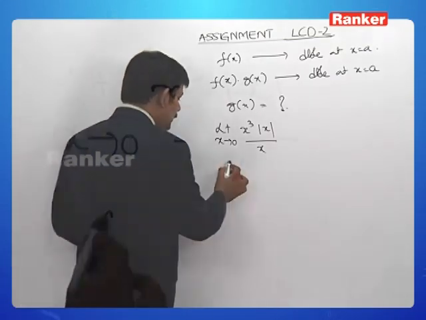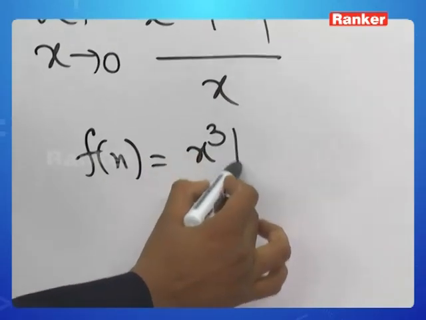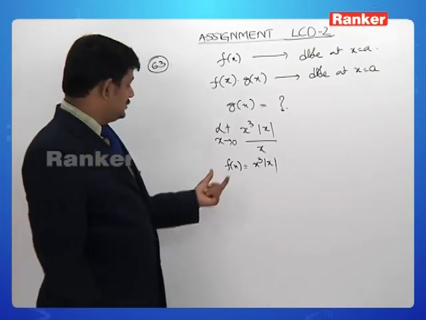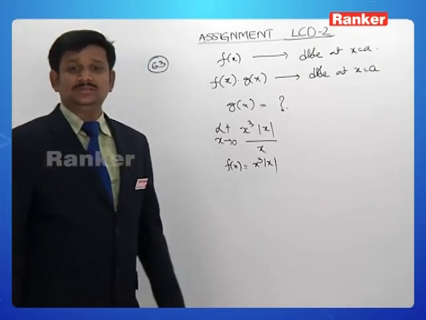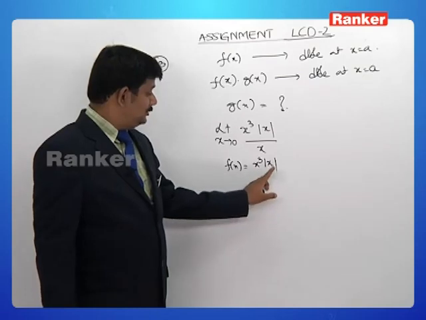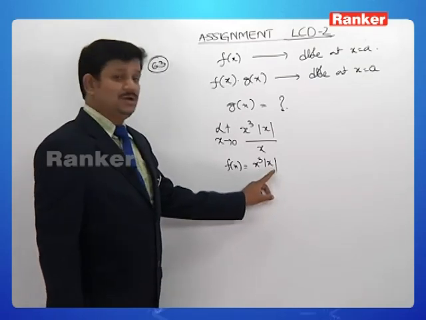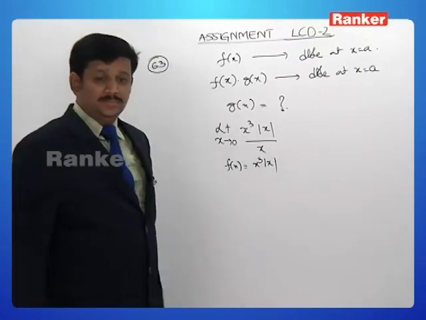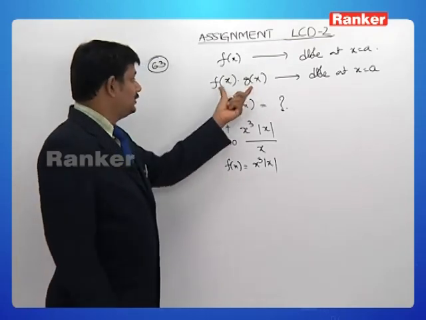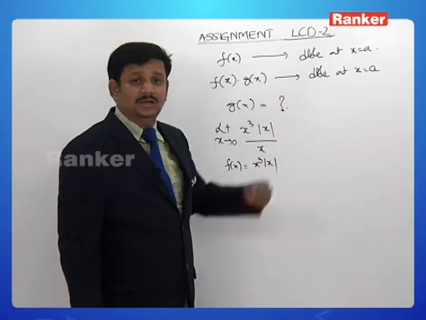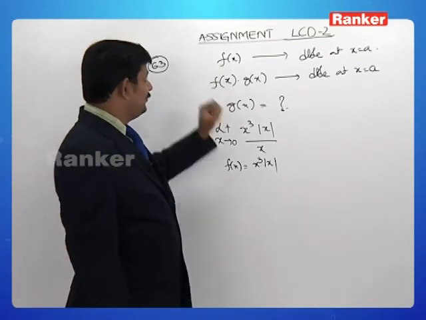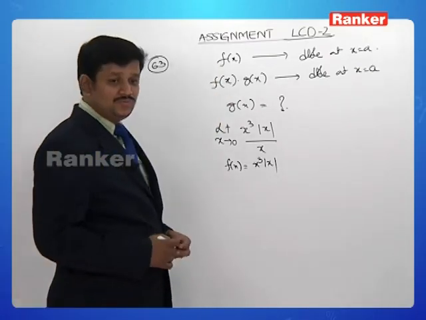So the function f of x equal to x cube into mod x is differentiable at x equal to 0. F of x is differentiable, g of x is not differentiable. We know mod x is not differentiable at x equal to 0. Still, the product is differentiable at x equal to 0. So for the product of f of x and g of x to be differentiable, it is not a compulsion that g of x has to be differentiable. It is still possible when f of x is tending to 0. So option A is false.